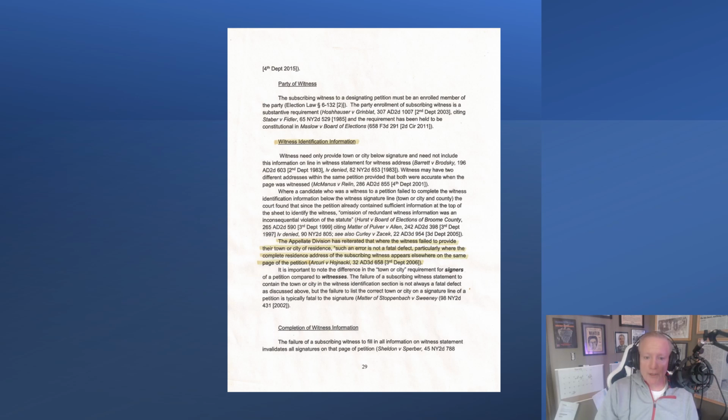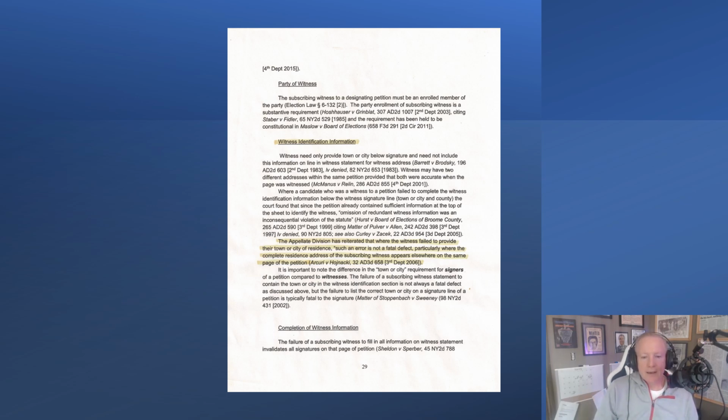The elections commissioner voted to throw out over 600 signatures based on the fact that the witness ID line wasn't filled out. Whatever happened later in court and people getting served late, we never should have been in court in the first place. Those petitions never should have been invalidated. He's saying that my petitions are no good because I didn't put town and county. Again, the appellate division has reiterated that such an error is not a fatal defect.